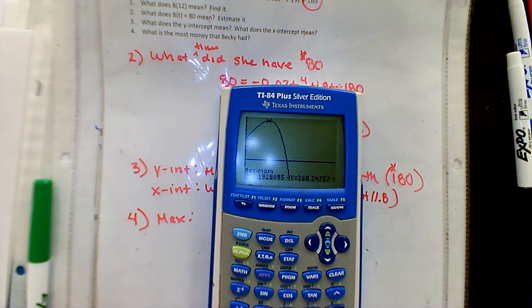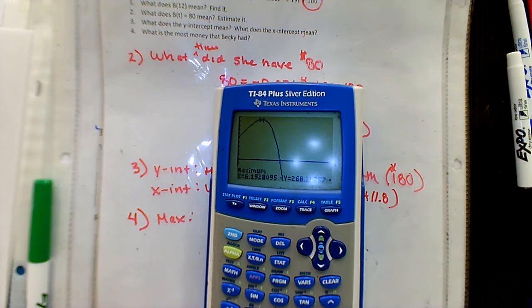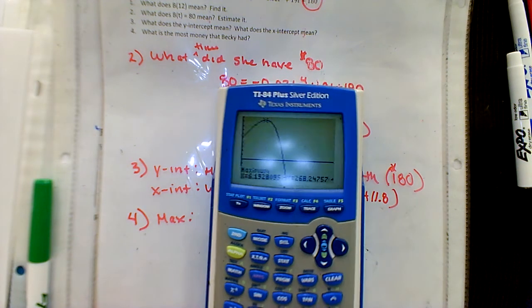Okay, let's go ahead and write down that ordered pair. 6.19, comma 268.25.